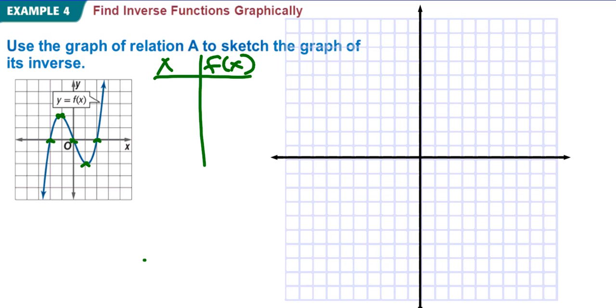I believe some of our points are (-2, 0), (-1, 2), sorry, (0, 0), (1, -2), and (2, 0). So I want you to plot those points, and I wouldn't go past -5 and +5 when I'm graphing that.